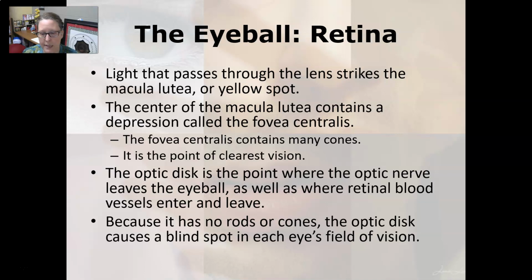The optic disc is the point where the optic nerve leaves the eyeball, as well as where retinal blood vessels enter and leave. Because it has no rods and cones, the optic disc causes a blind spot in each eye's field of vision. And the funny thing is, even though there's a blind spot, you're not seeing a little black spot in your field of vision. The brain fills in the information that's missing based on the information that's around it, which is really cool.